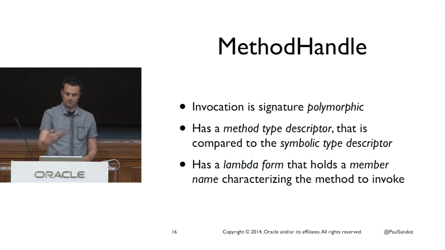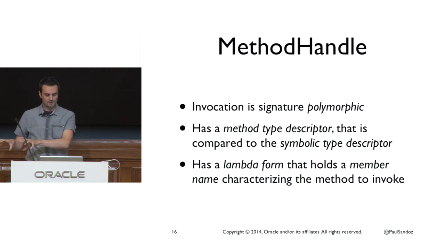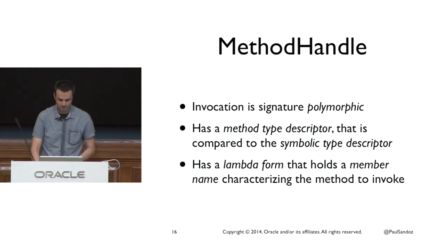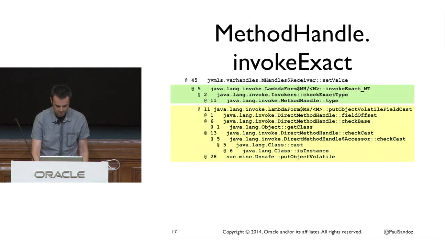So just to recap, the method handle invocation is signature polymorphic. We can pass any types we want in, but we save those at the call site. And a method handle has a method type descriptor that we compare with that at the call site. And it also has a lambda form that holds the method we actually want to invoke. So it's like double linking, double dispatch in a sense.